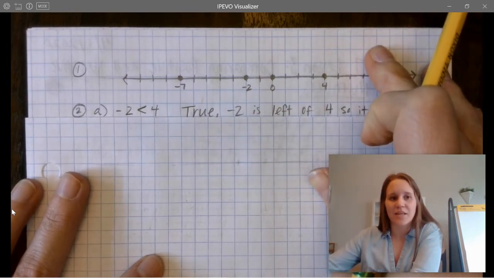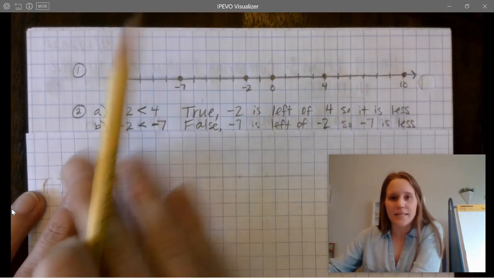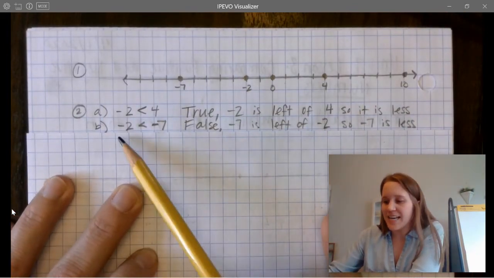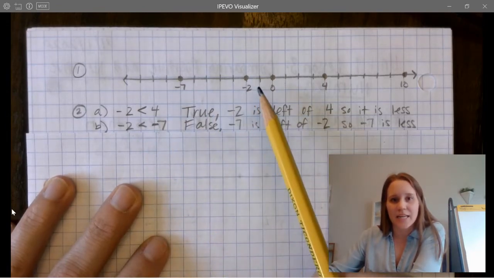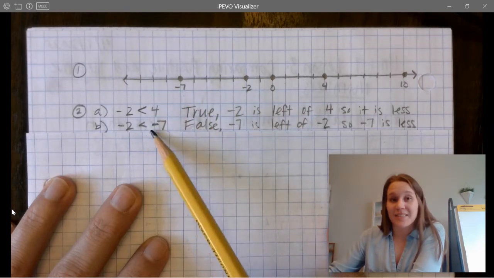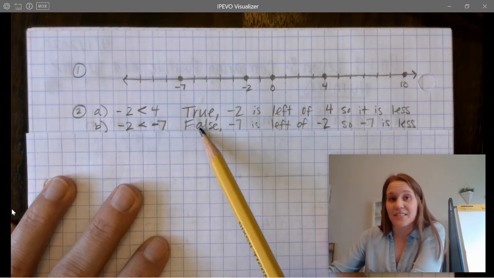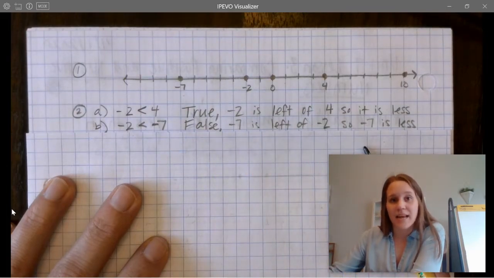Okay. I know that numbers that are less are to the left. Okay. Here is my thinking for B. B, -2 is less than -7. Here's -2, here's -7. -2 is not less than -7. This is false. -7 is left of -2, so -7 is less.